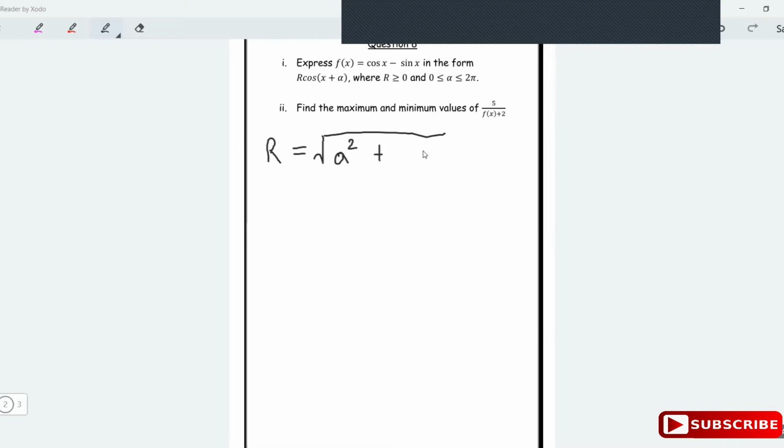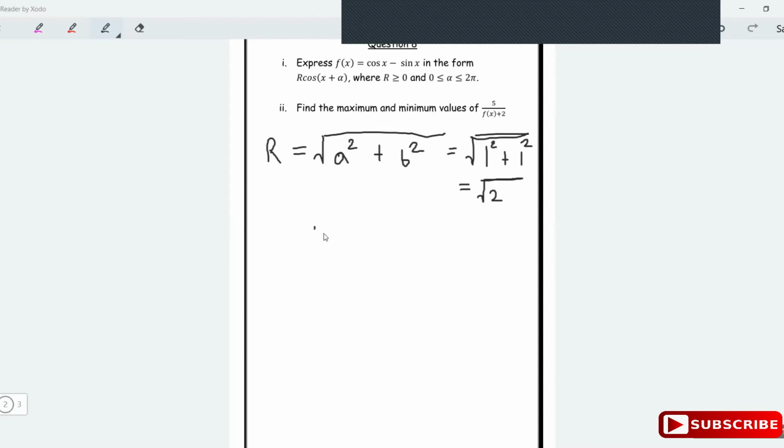And so then what do we know? a is 1, b is 1. So that means R is the square root of 1 squared plus 1 squared. And 1 squared plus 1 squared is 2. So R is the square root of 2. Now that we know that R is the square root of 2, we're good. Now we just need to find alpha.